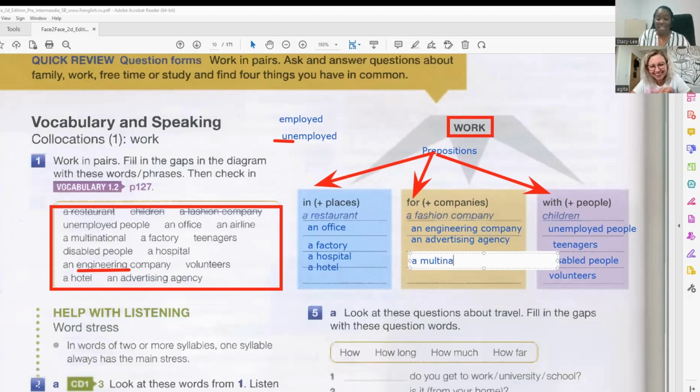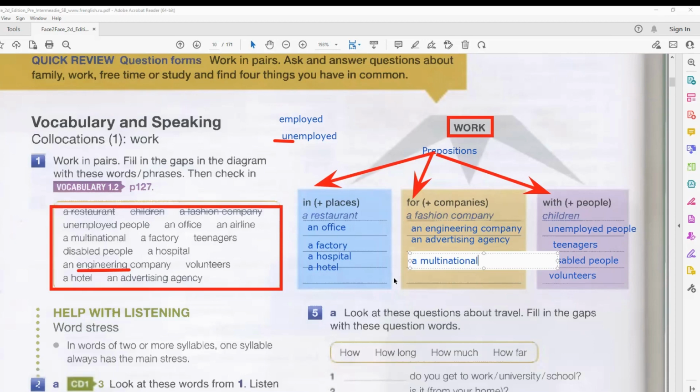Very good. So you see, this is how we expand our vocabulary and at the same time get our sentence structures better, because now we know that when we're talking about places and work, we use in. When we're talking about work and companies, we use for. When we're talking about work and people, we use with. All right, very important, because this is going to come back up again.